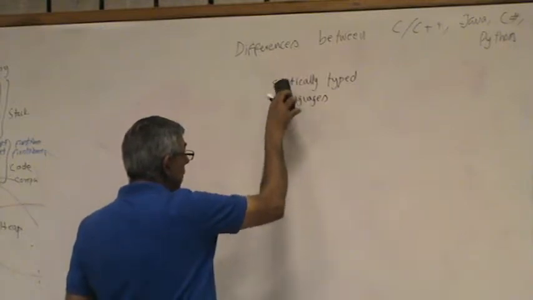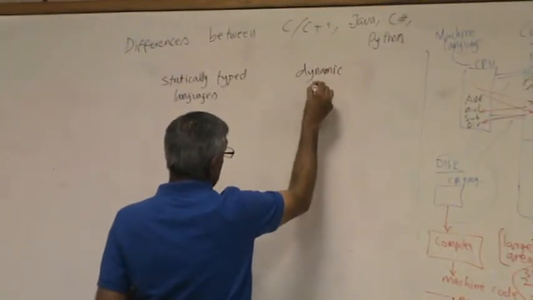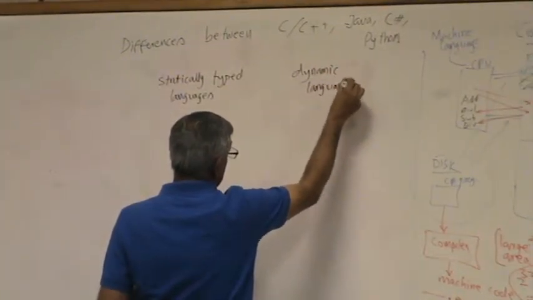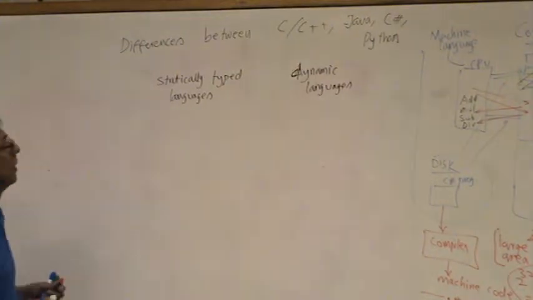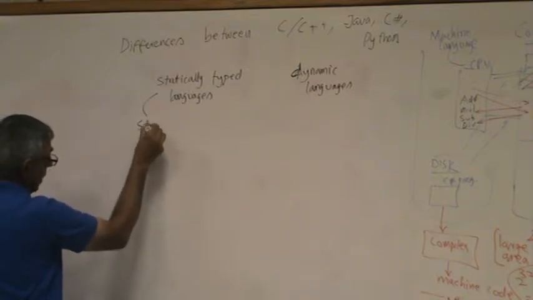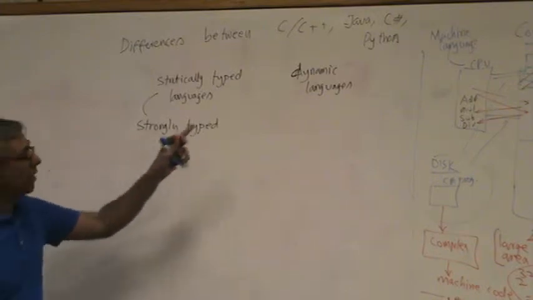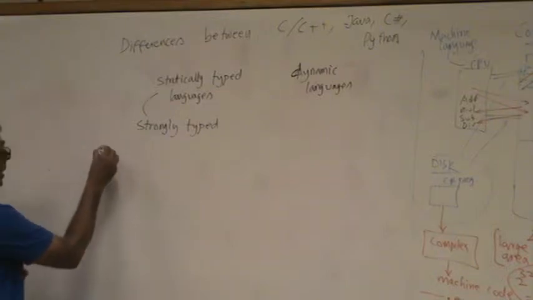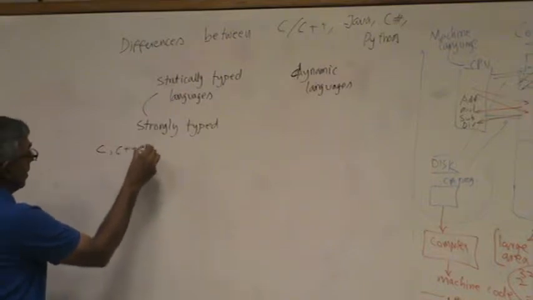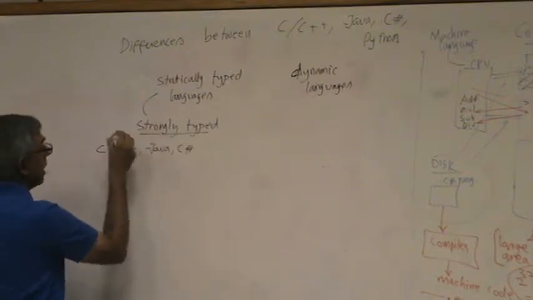So statically typed languages. And we have what are called dynamic languages. Okay. Sometimes we also call these strongly typed. And we call the other category as weakly typed or dynamic data types. Okay. So C, C++, Java, C# follow in this category of strongly typed languages.